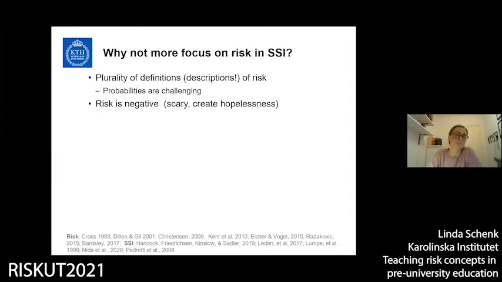There are also some stories about risk being perceived as very negative. And of course, it is connecting to adverse outcomes and things we do not want to take place. But then teachers can perceive that working with that in the classroom scares or creates hopelessness among students.